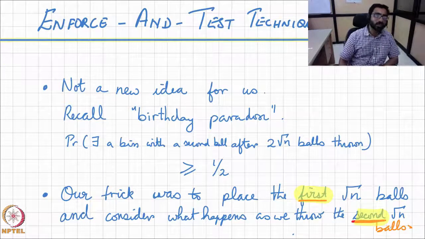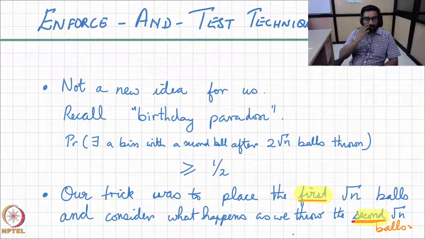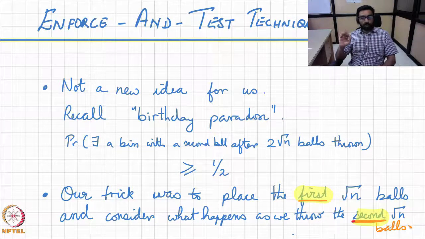This new technique that we're going to talk about, the enforce and test technique, isn't really new to us. We've actually encountered it in some slight way a little while ago. All you have to do is recall the birthday paradox. We were in the balls and bins setting, and we wanted to prove that when about 2 square root of n balls are thrown, each uniformly at random, into n bins, then with some good probability we're likely to see some bin having more than one ball in it.